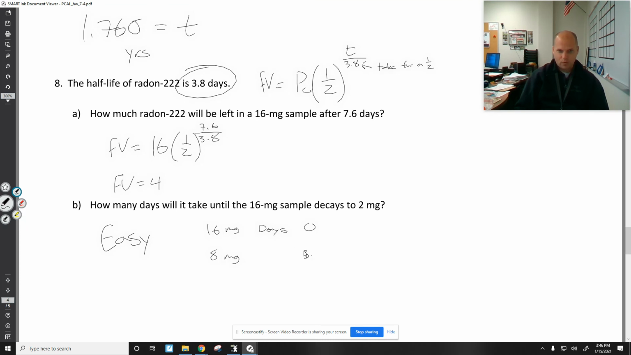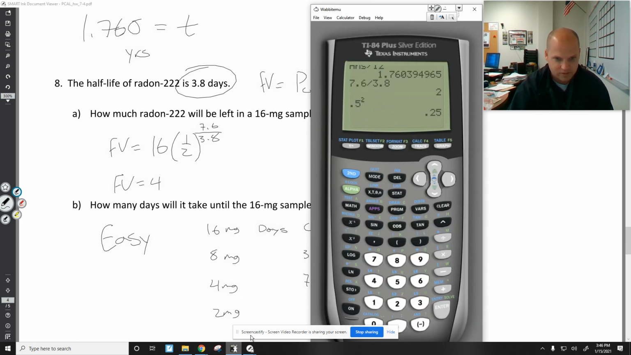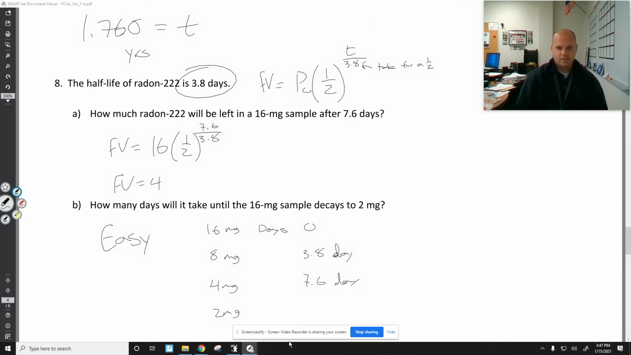8 goes to 4 after 3.8 days. It's important. If you understand this, that helps. 8 goes to 4 after 7.6 days. 4 goes to 2 after 7.6 plus 3.8, whatever that is, 11.4. That's the answer.